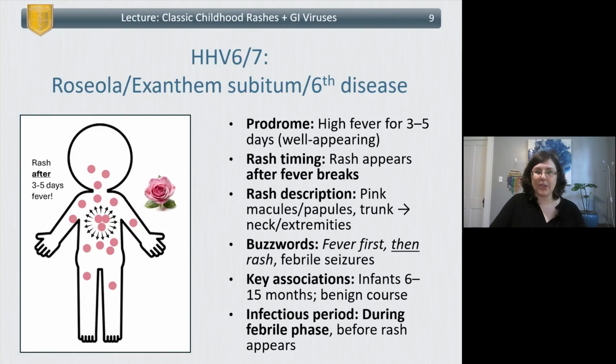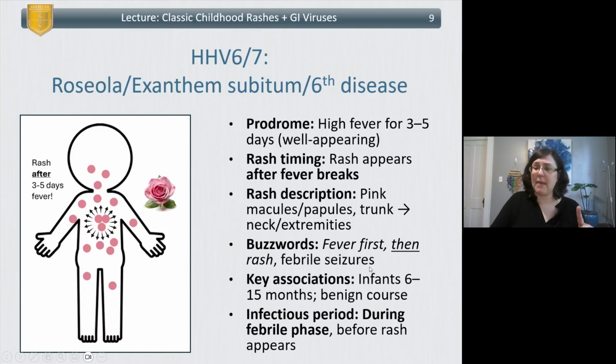And what does that rash do? So it's roseola. We call it the rash of roses, and that's because it starts on your trunk, and it's this beautiful kind of salmon pink color, and it expands out. So it starts on the trunk, and it goes out to your extremities, up to the face, down to the legs. Buzzword is fever first, then rash.